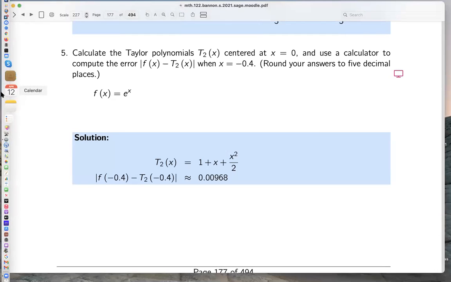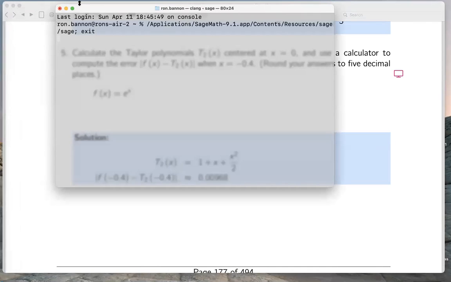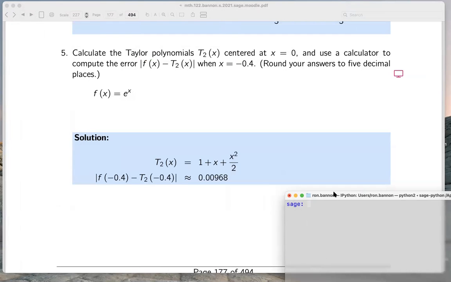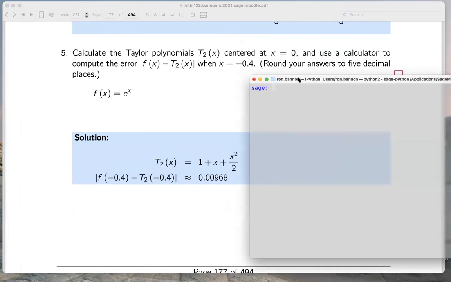And I'm going to do the calculations for you. So I'm going to launch Sage. Just give me a second to do so. And I'm pretty sure I said I was going to do number 5. I'm just going to be a little retentive here and reset.